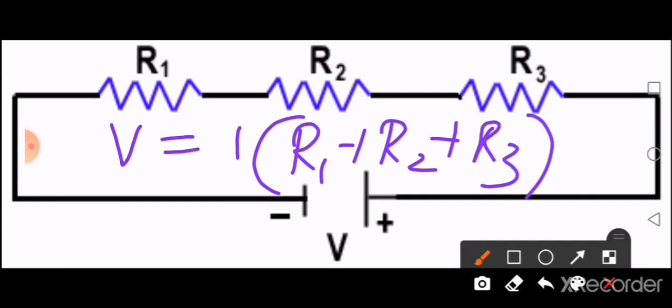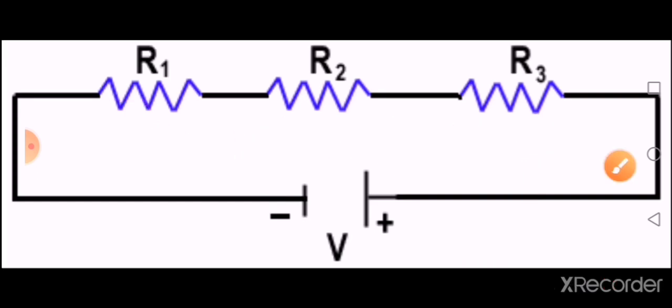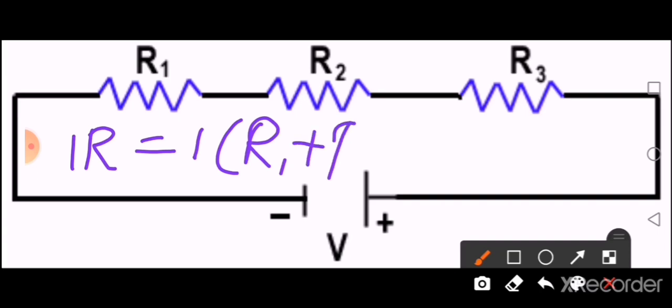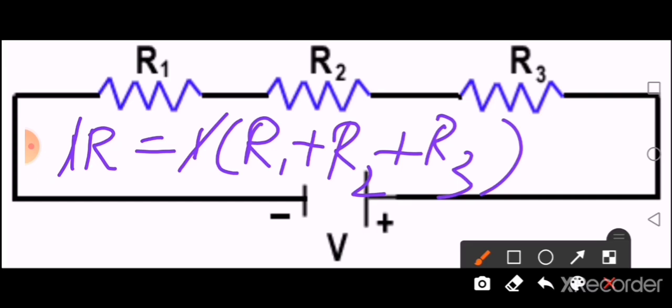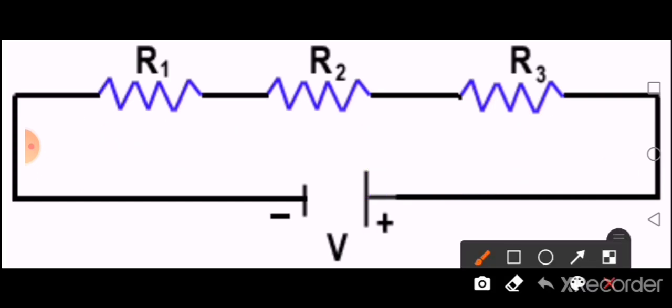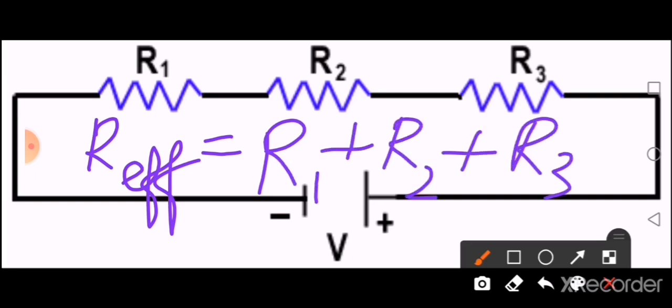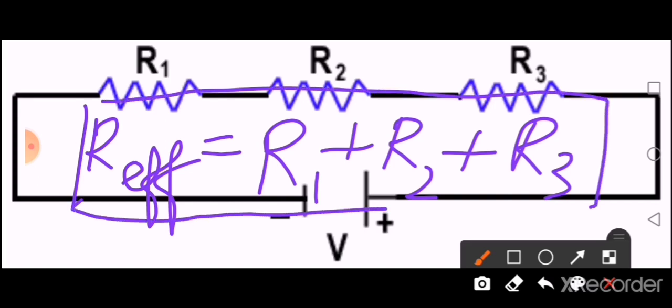Now again this Ohm's law you can apply here also. V is equal to IR. So if you apply it there also, IR will be equal to I into R1 plus R2 plus R3. So this I and this I will get cancelled, and what is remaining? R effective, the total effective resistance in a series circuit, is given by R1 plus R2 plus R3. So this is the equation for finding the effective resistance or total resistance in case of a series circuit.